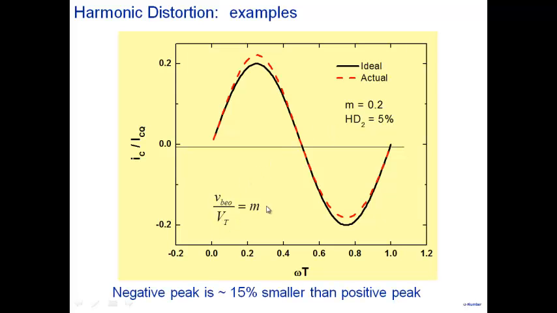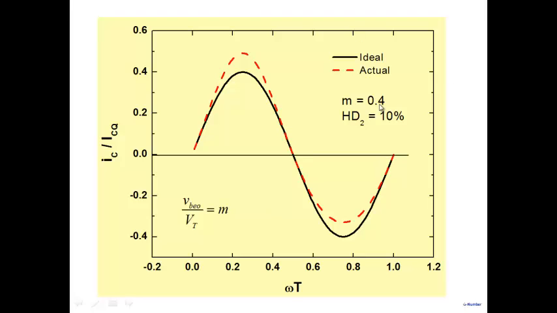Suppose I now increase it to M equal to 0.4. Now note, M equal to 0.4 means the sinusoidal amplitude has increased. And then this goes like this, and this goes here. And the distortion is 10%. The sinusoid is 10% distorted. VB0 by Vt equal to 0.4 here.